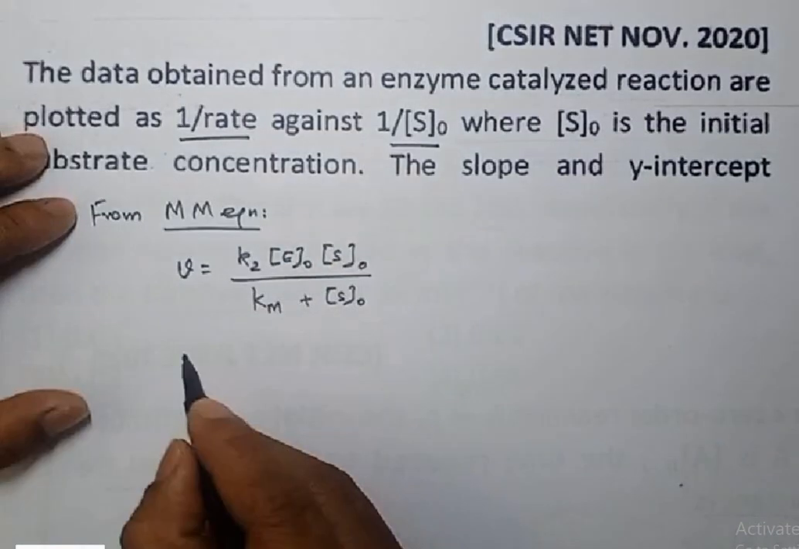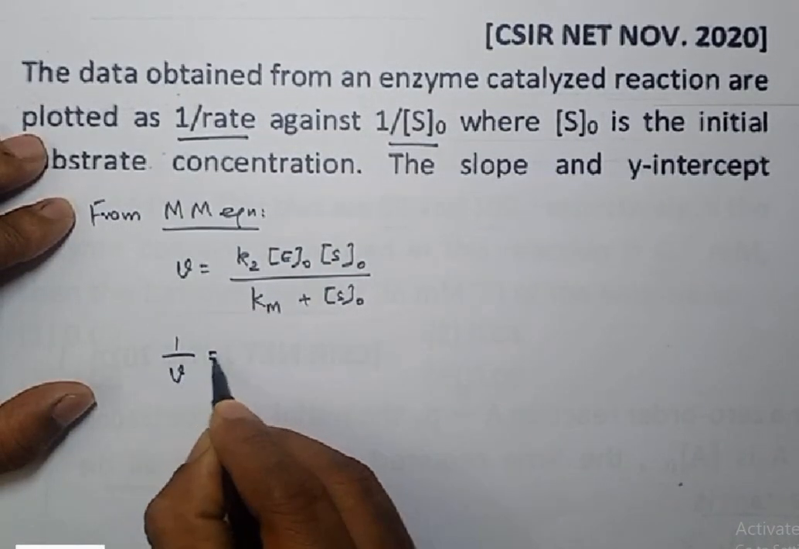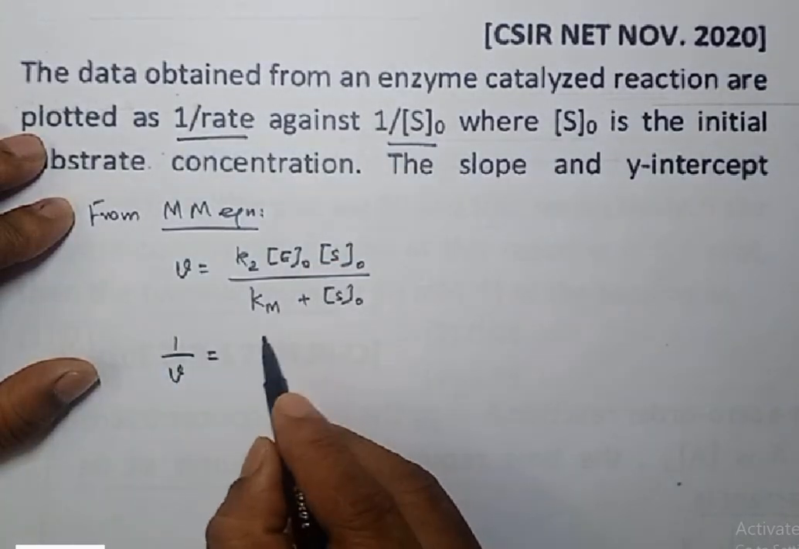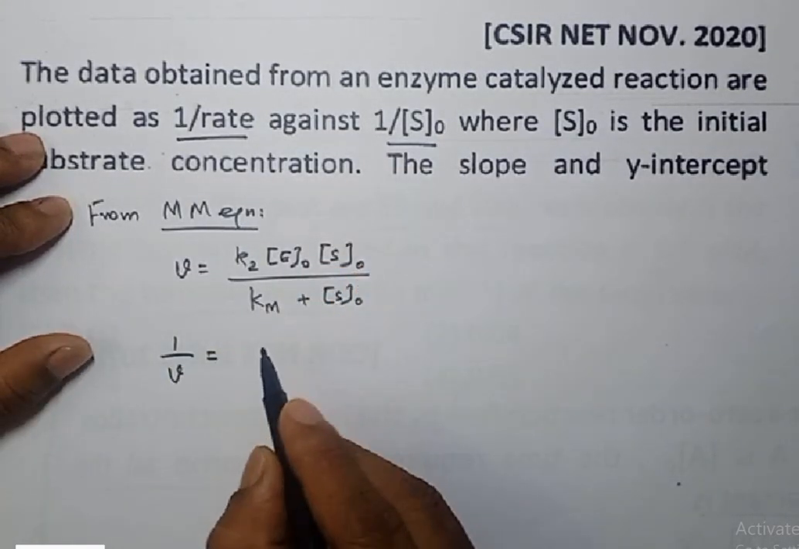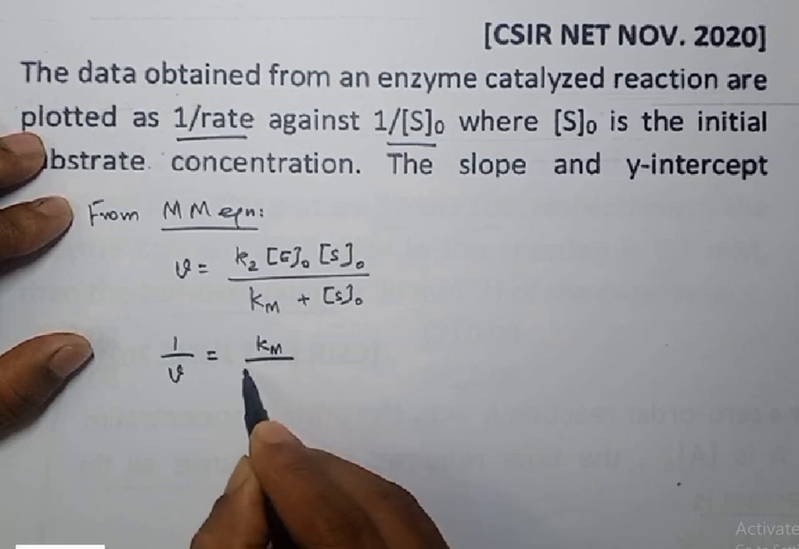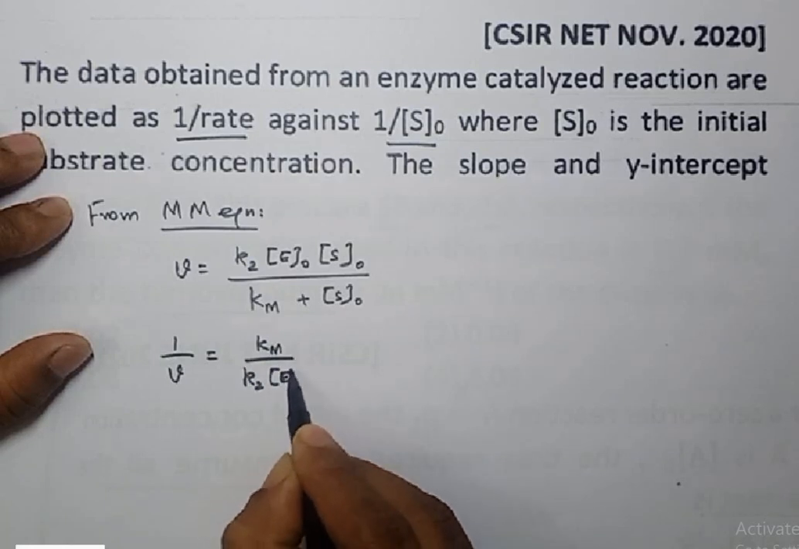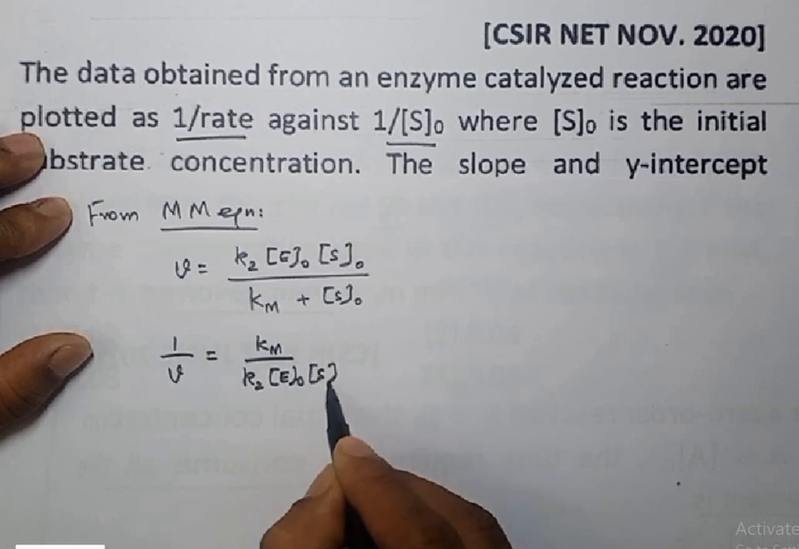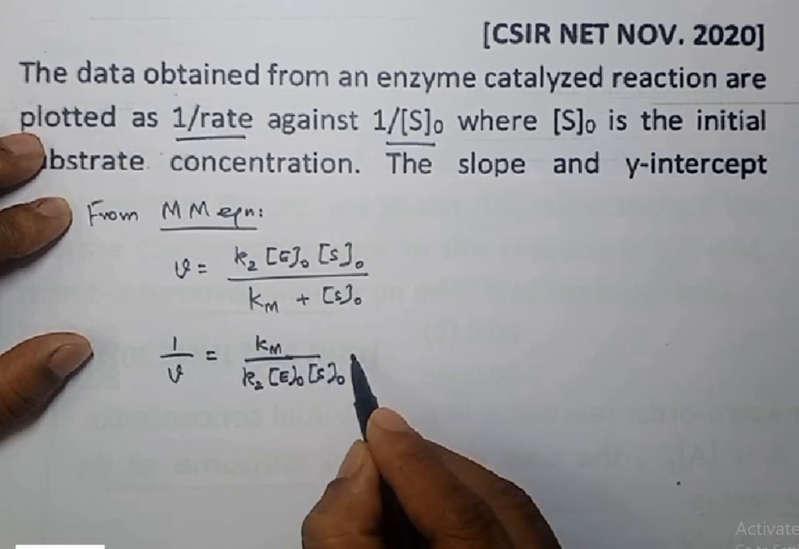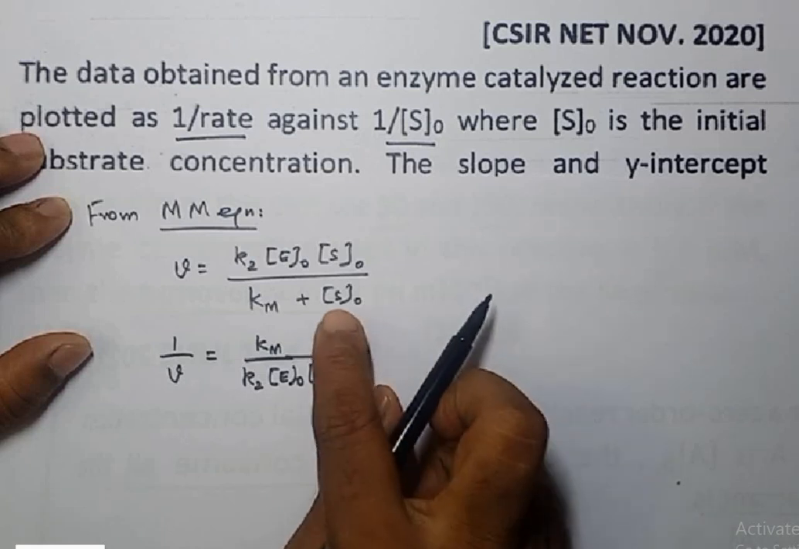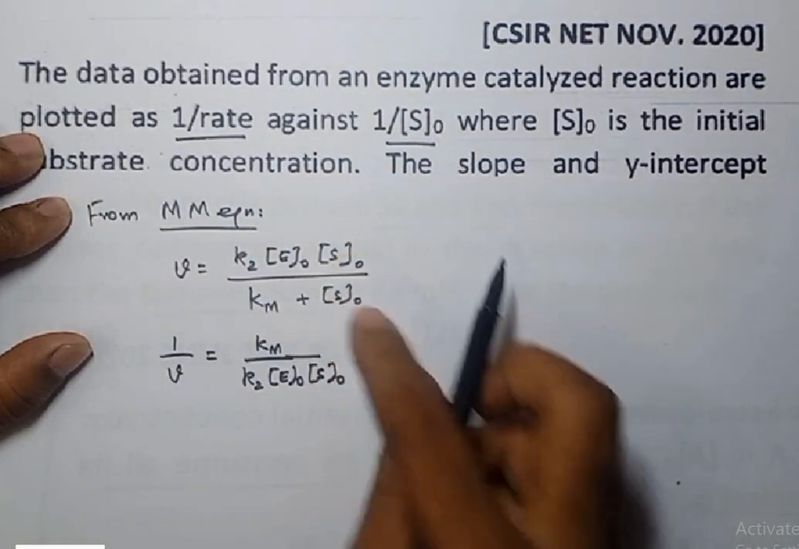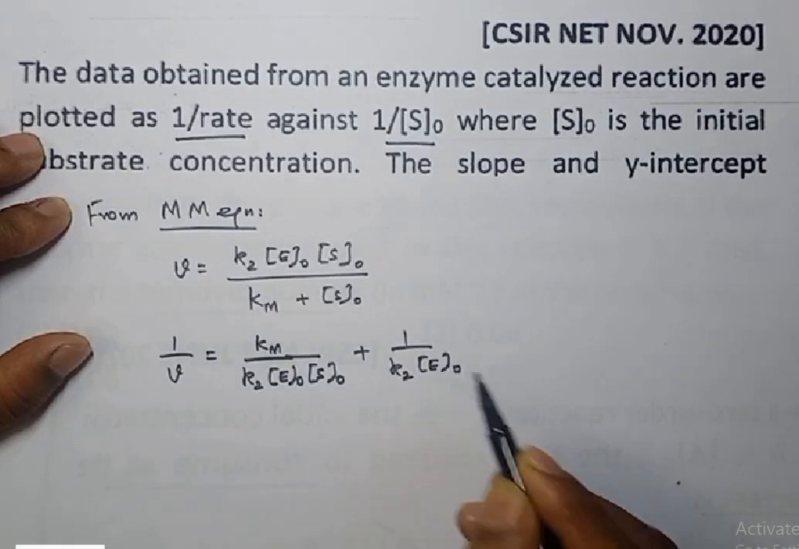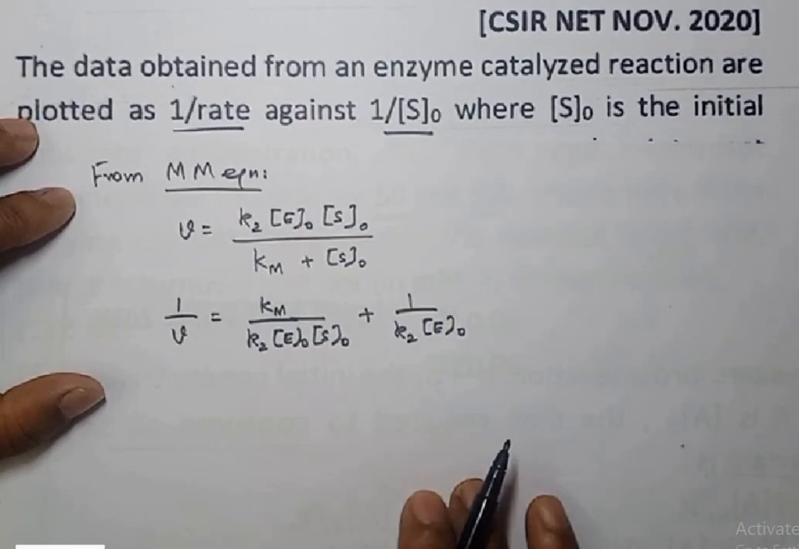Now take the reciprocal, you will get 1 by V equal to an expression like this. I'm not going to write the complete picture, but I'll give you the idea. So you'll get Km by K2 into E0 by S0, plus, S0 and S0 cancel, so 1 by K2 into E0. Now, what is the Lineweaver-Burk plot?